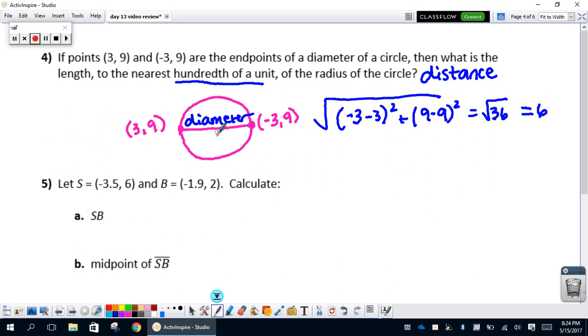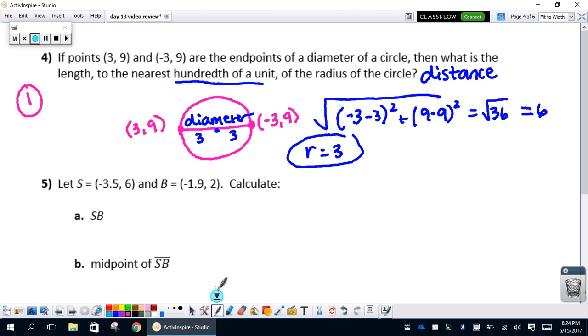So my diameter is 6, which means my radius is half of 6, which is 3. And since it's a whole number, you don't need to round it. So you will also get a point for that one, which you basically should get correct.